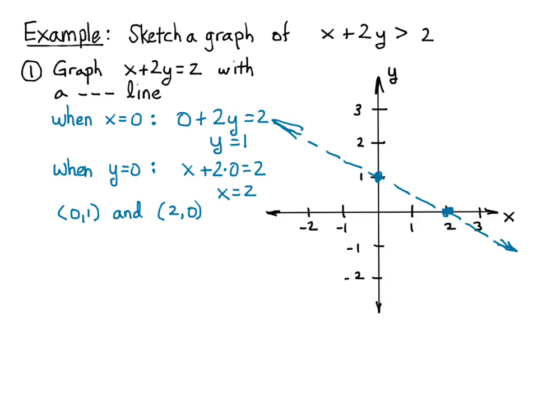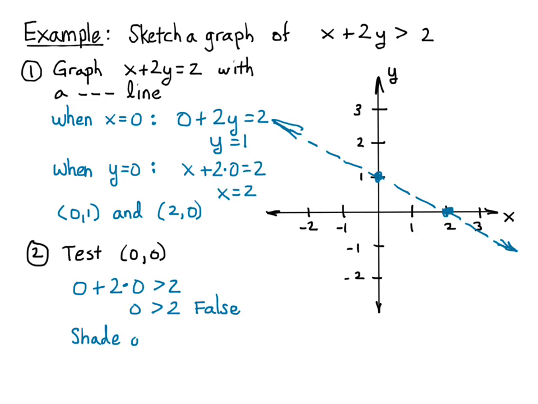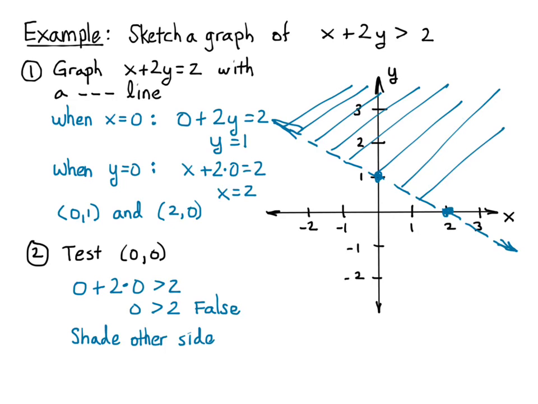Okay? So now the next step is we're going to test, and (0, 0) is clearly away from the line. If it was exactly on the line, we would have to choose a different point. But since it's away from the line, we use that. We put 0 in and test (0, 0), and we get 0 is greater than 2. That's false. This is the false side, so this is the true side. And we just indicate with lines like this which side is the true side.